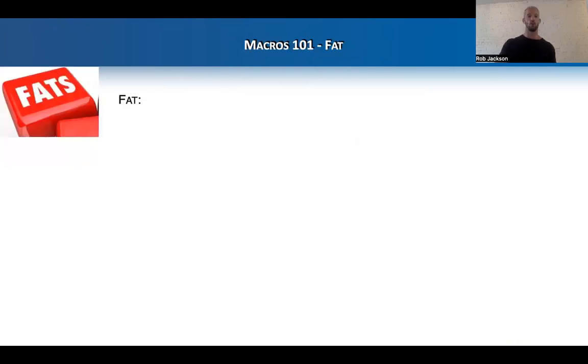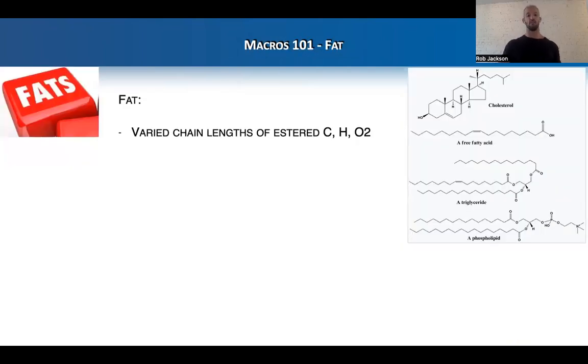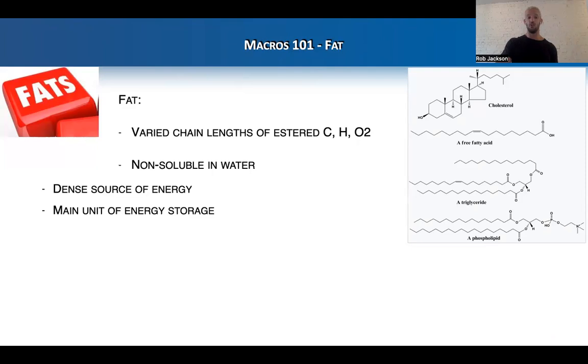And then our last one, so looking at fat, again, these are just varied chain lengths of ester, carbon, hydrogen, oxygen. A few examples there, because we often just think of fat as this one synonymous thing, it's just fat. There are different types of fatty acids and esters, and cholesterol being a real key one for us, as we'll discuss. They're non-soluble in water. They are a dense source of energy, okay? And they are the main unit of energy storage in our body. The way that we store energy on the whole is via fat.